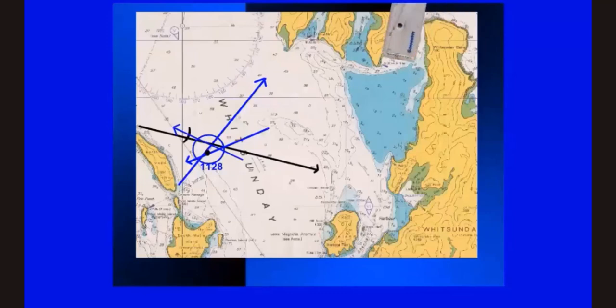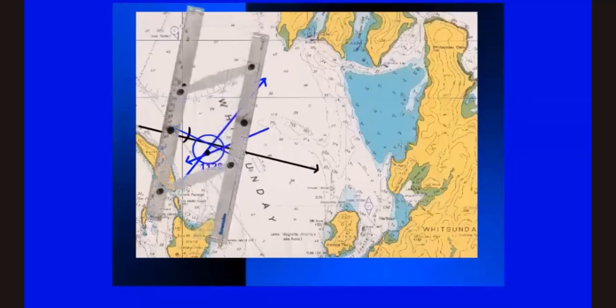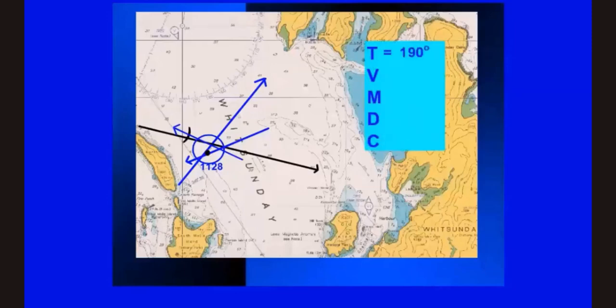Take your parallel rules and lay them on the chart so the left-hand edge touches both the jetty and our observed position. Hold the right-hand side and move the other across to the dot in the centre of the compass rose and read where it cuts the outer ring, 190 degrees. So the course true to the jetty is 190. We need to convert this to a compass course just as we did before. So write the letters. T, 190 degrees.